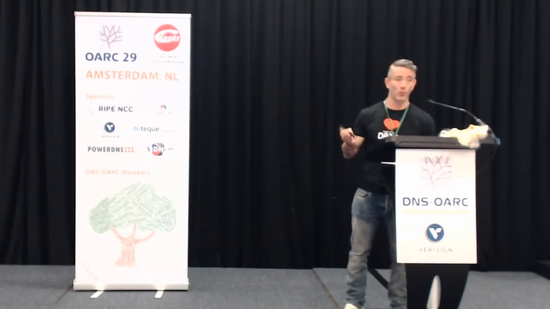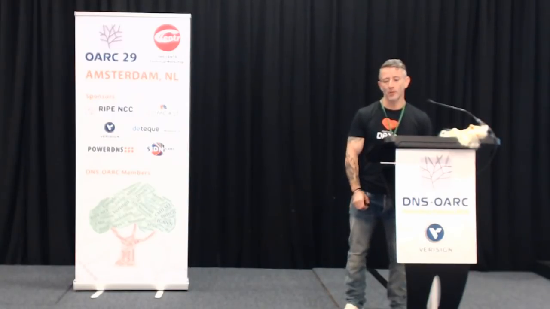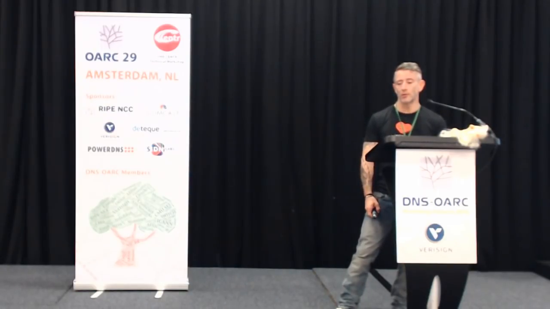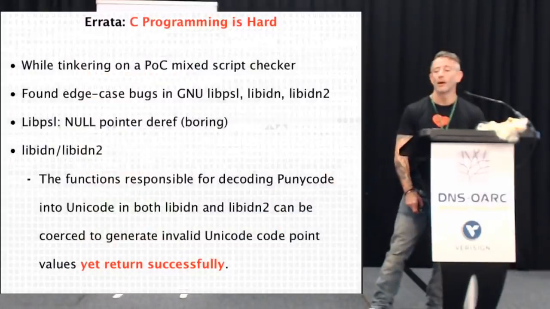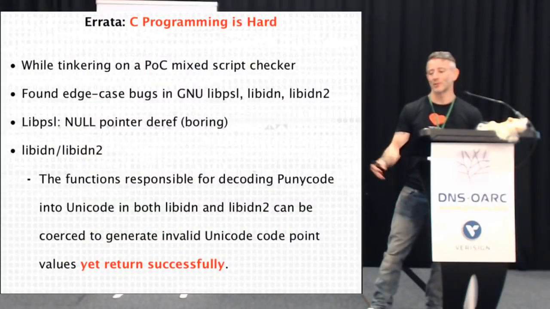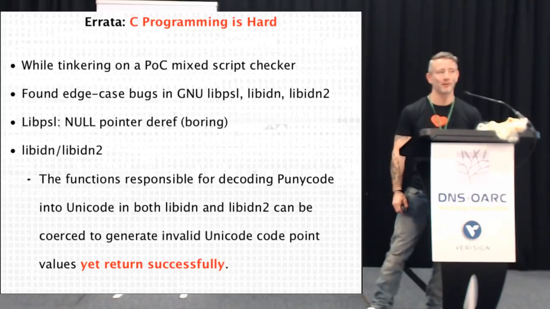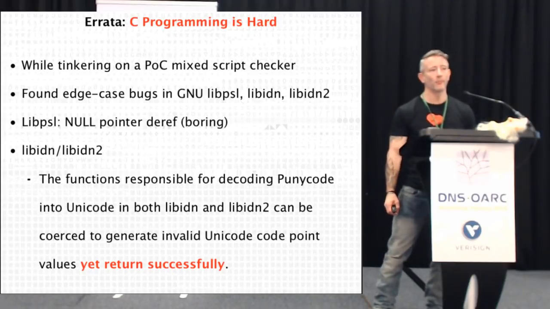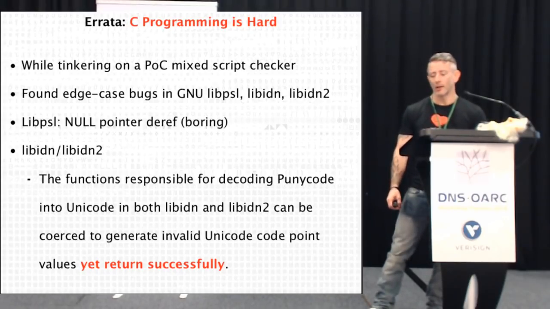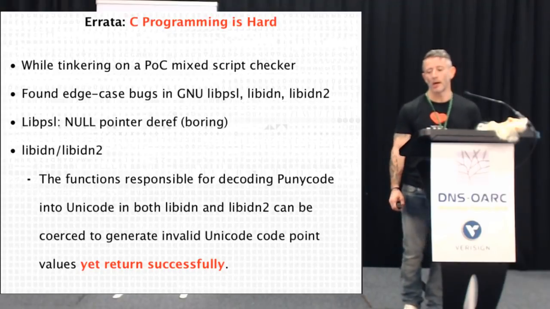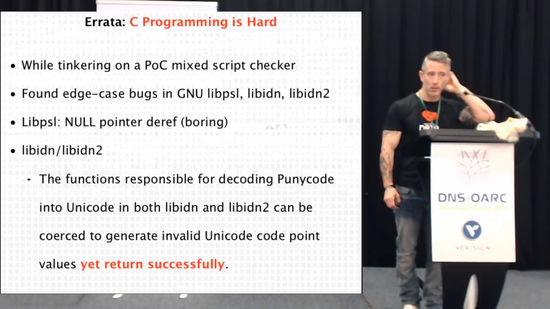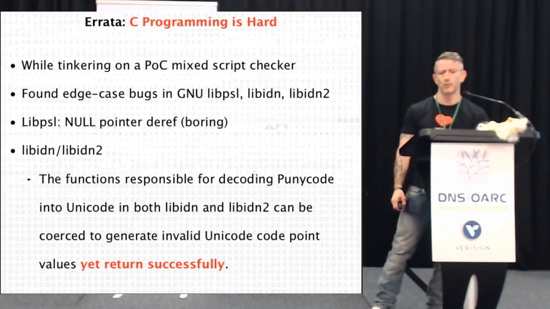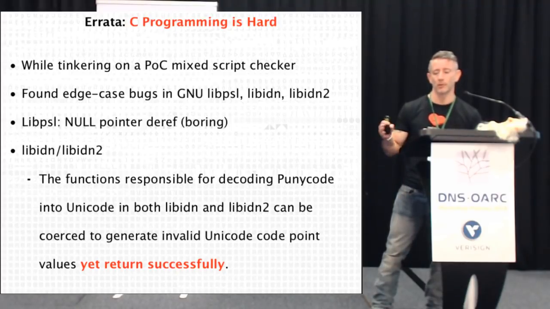This was while we were working on this second level script commingling checker, a couple of the open source C libraries that were used were libpsl, libidn, and libidn2. The reason both libidns were involved is because of the problem I found at the bottom. I wanted to know if it was present in both libraries, and it was. libpsl was boring, a null pointer dereference, no big deal, easily patched. libidn and libidn2 were a little more interesting. The functions responsible for decoding the Punycode into Unicode, in libidn called punycode_decode, and I think libidn2 put some prefix in front of it.